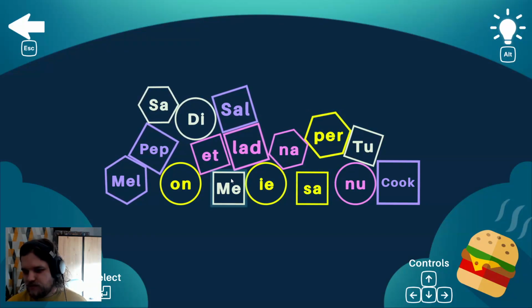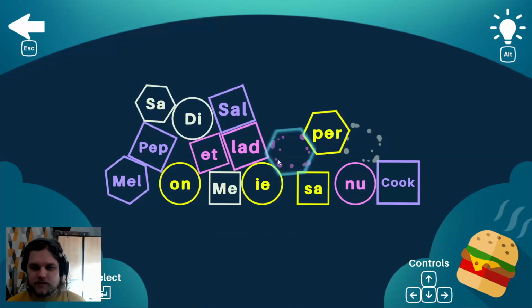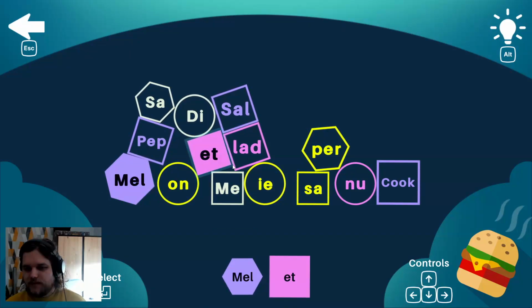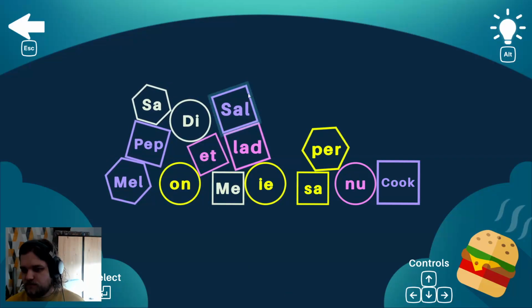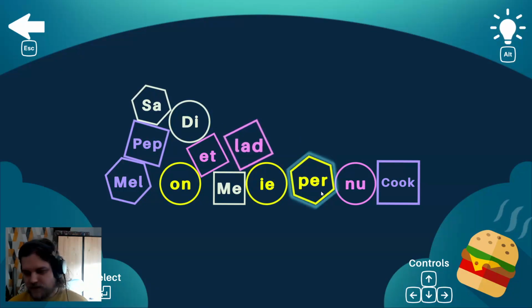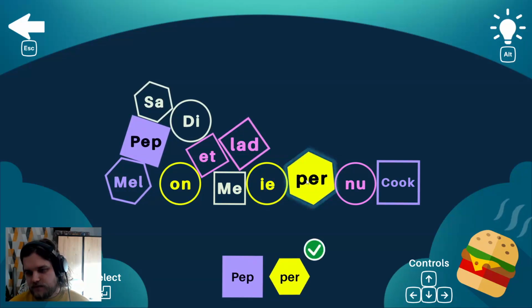Meat. Maybe tuna. Mallet. Salsa, maybe. Like a food related word. Food. Let's see. Pepper.